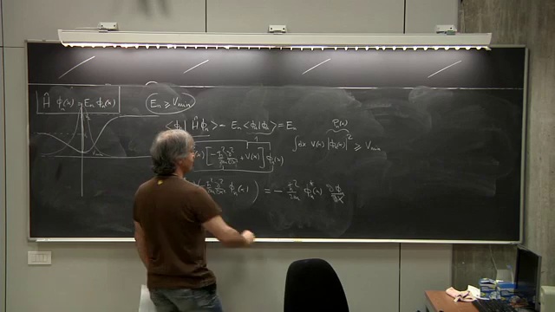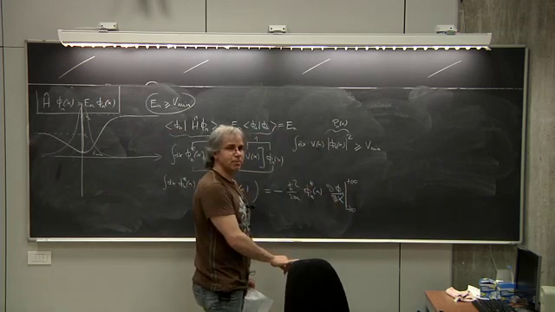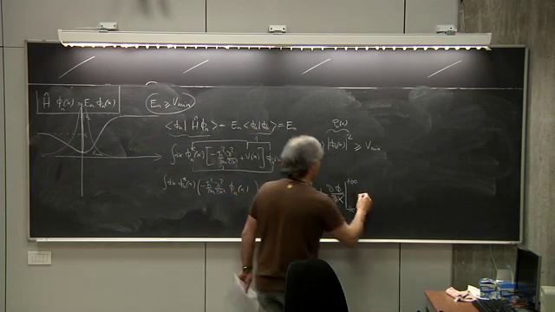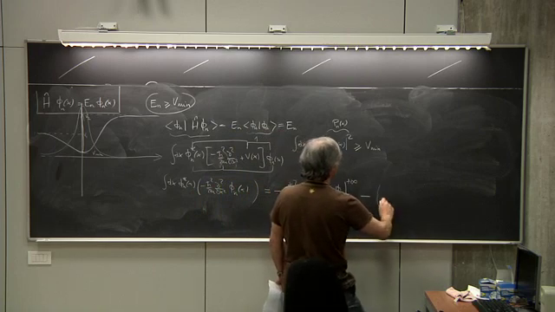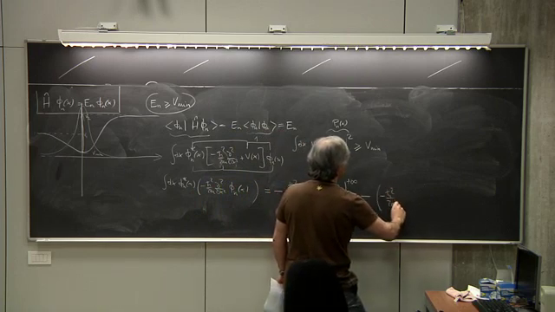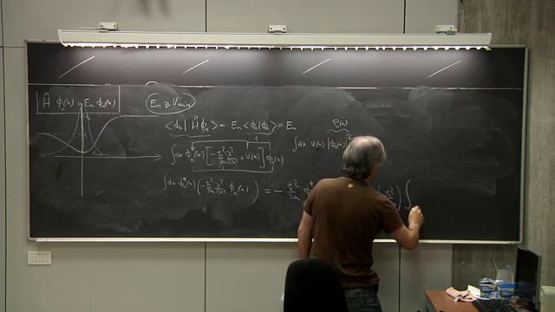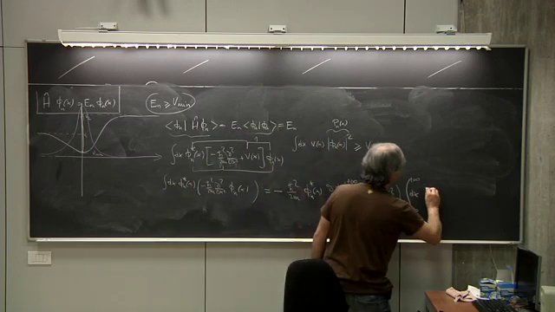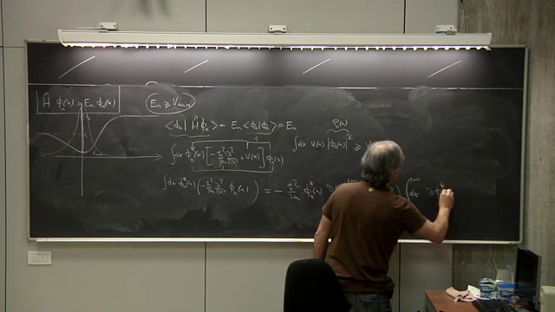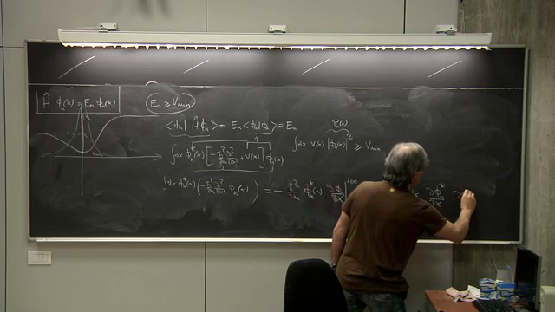Okay? This should be evaluated between minus infinity and plus infinity. Then integration by parts tells you minus whatever. Well, the whatever is minus h bar square over 2m times the integral between minus infinity and plus infinity. And now the derivative has to be put on that term. So it's the derivative of phi n star times the derivative of phi n.